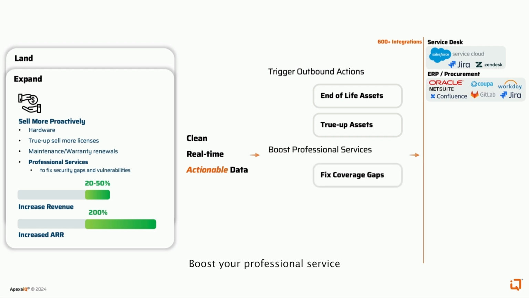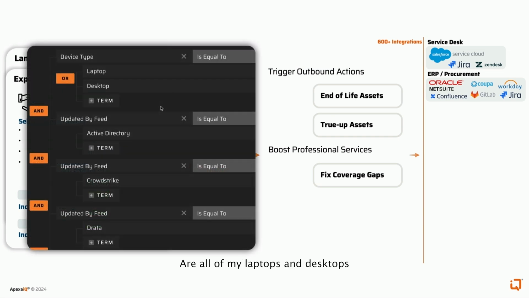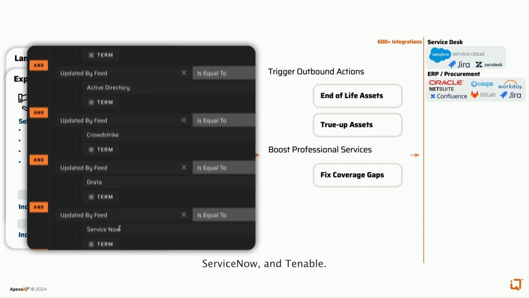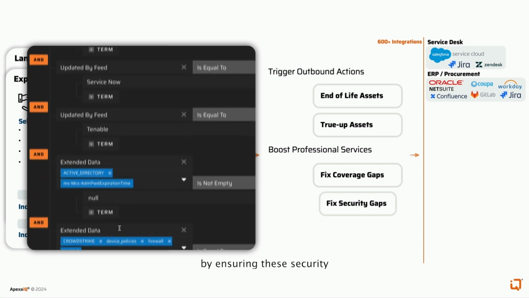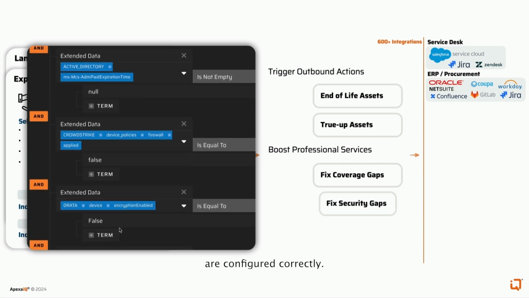Boost your professional service offerings by fixing coverage gaps. Here's an example. Are all of my laptops and desktops running all my security and management tools like Active Directory, CrowdStrike, Drata, ServiceNow, and Tenable? You can fix security gaps by ensuring these security and management tools are configured correctly.